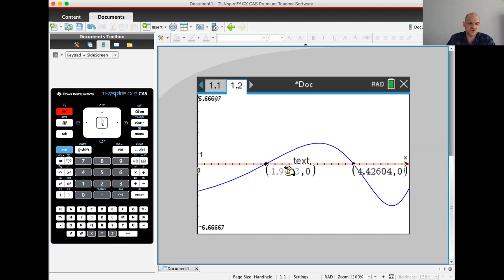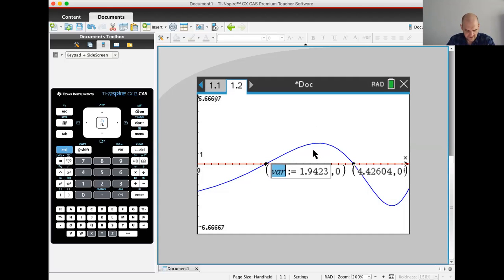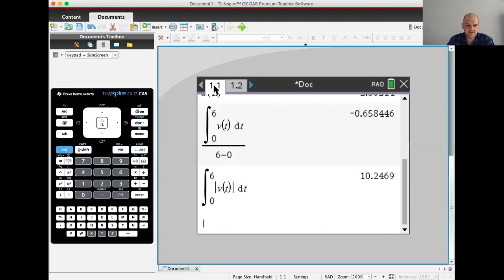Now I'm going to press Control Menu. I can't show that on the screen on the left. I'm just going to press Control and then Menu, and this should pop up. I'm going to choose Store, and I will store that as C. Then I'm going to go back to the calculator page.